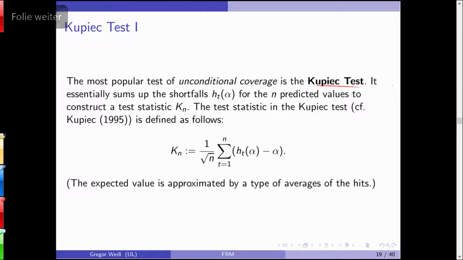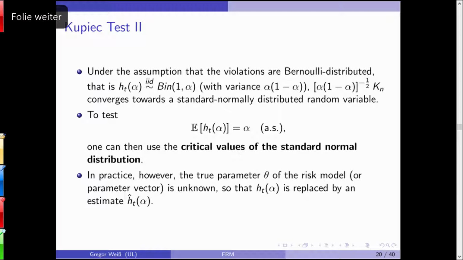This is the Kupiec test. This is the test statistic. You take the hits minus alpha, you sum it up across your sample, divided by square root of n, and then the test statistic follows, I think, a chi-squared distribution. Yeah? And, no, it's actually, this one follows a standard normal distribution. Okay.